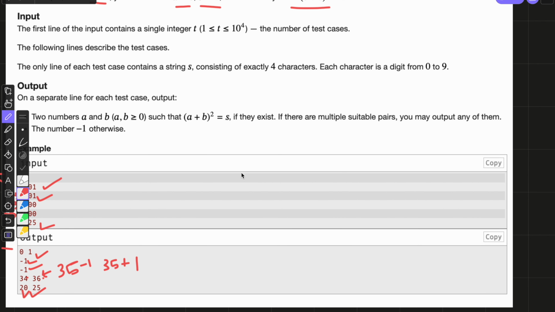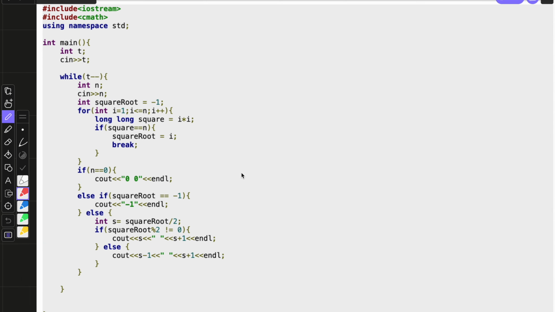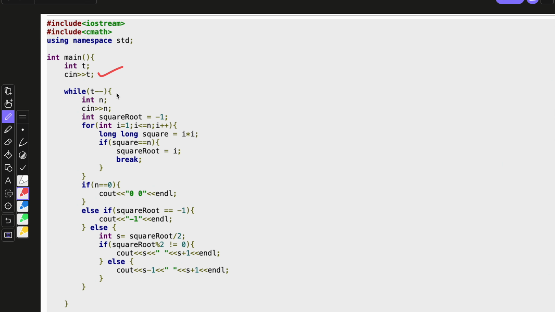Okay, so let's see the code. Here we input the test cases, and for each we enter n, which is the year. The square root is set to -1, which we have declared here. We will start from 1 and go until n, calculate the square, and if the square is equal to n, the square root will be i, and we will break. If the square root is equal to -1, it denotes that the number is not a perfect square, so we output -1.